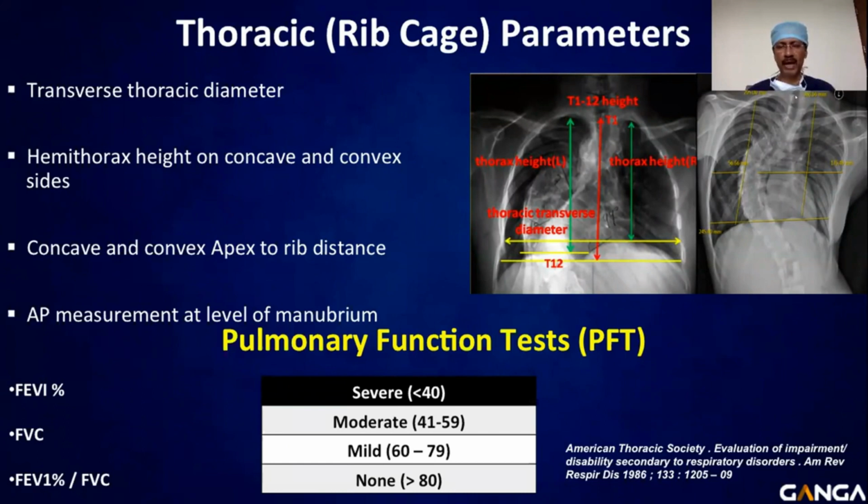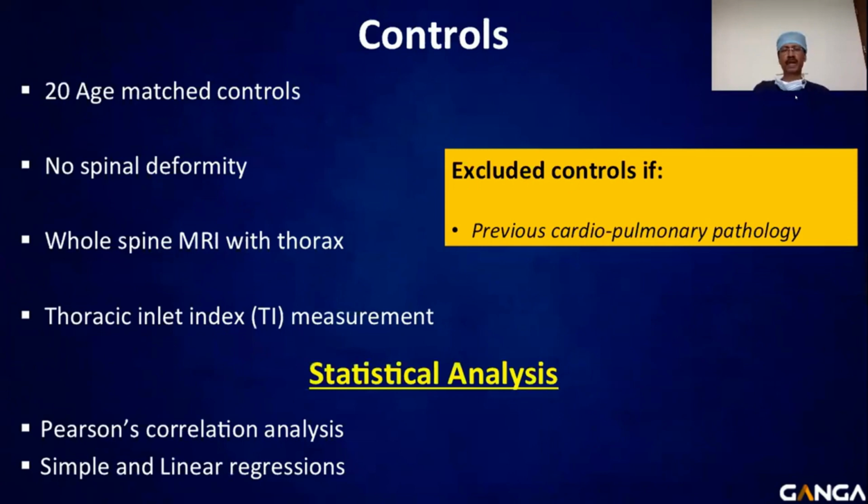And for calculating the pulmonary function, we did three tests, and it was divided into these ratios. Moderate was between 41 and 59, mild was between 60 and 79, none was greater than 80. But if it was below 40, it was considered to be a severe restriction of the pulmonary function.